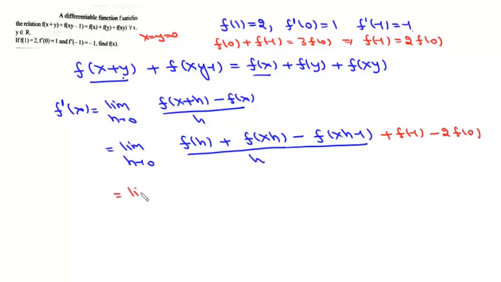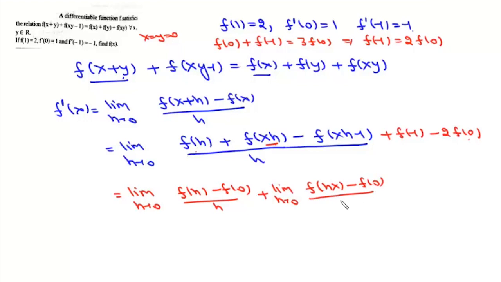Now we can rearrange this as this limit h tends to 0. One of the f(0) we'll take it with f(h), so it'll be this f(h) minus f(0) upon h, plus this limit h tends to 0. One of them we'll take it with xh, so it'll be f(xh) minus f(0) upon h, and then finally we have this minus, and then this limit h tends to 0 of f(minus 1 plus xh) minus f(minus 1) upon h.